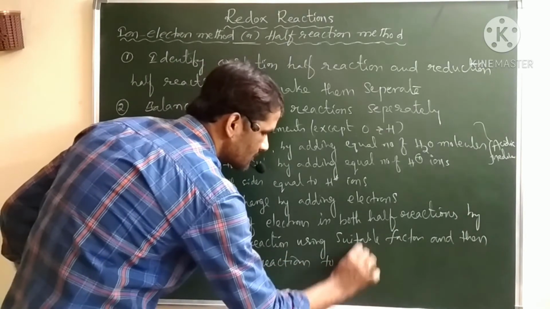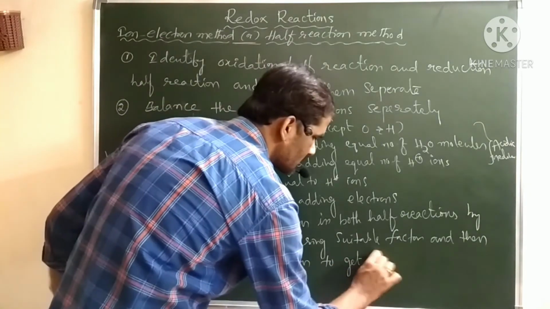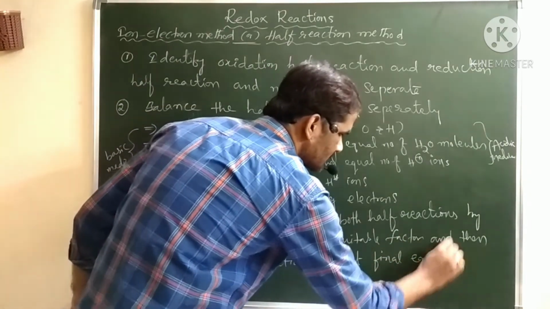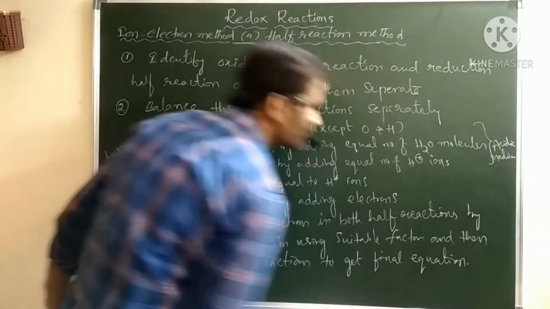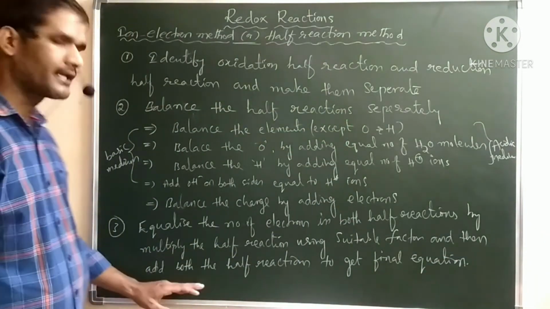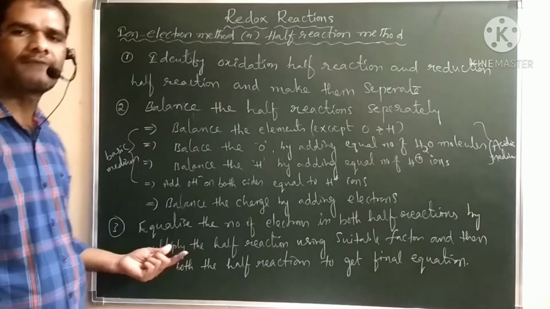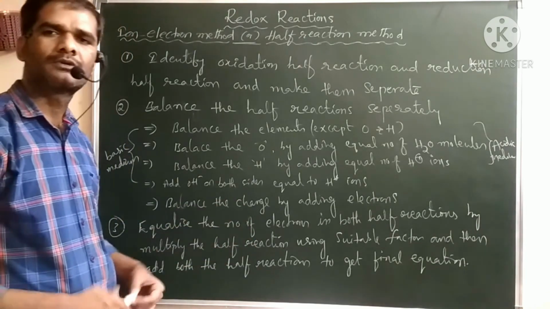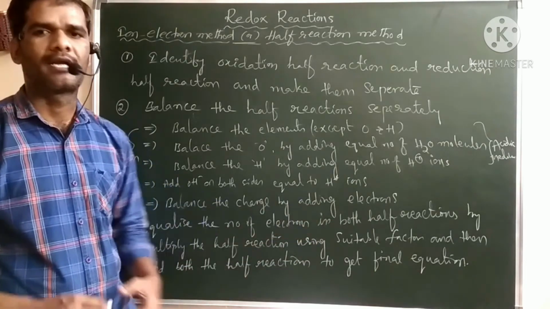To get the final equation. So first we have to equalize the number of electrons in both the half reactions, then we have to add both half reactions to get the final equation.